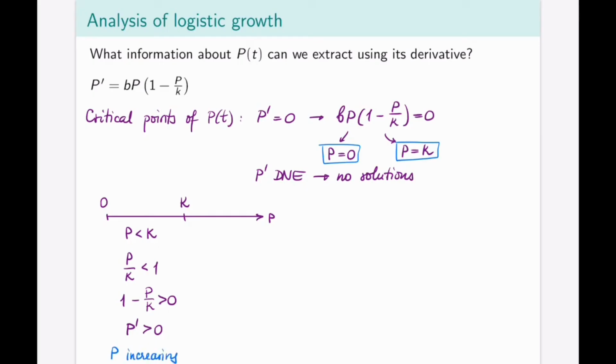Now, similar analysis, but on the other part of the number line will produce basically an exact opposite result. So here I will have that p is bigger than k, which means that in the quotient p over k, the top is bigger than the bottom, so I'm dividing a bigger number by a smaller one, which means that the result is bigger than 1, which means that I am now subtracting a number bigger than 1 from 1, which means I'm going to get a negative result, which will in turn mean that p prime here is negative, and that will mean that p is decreasing.